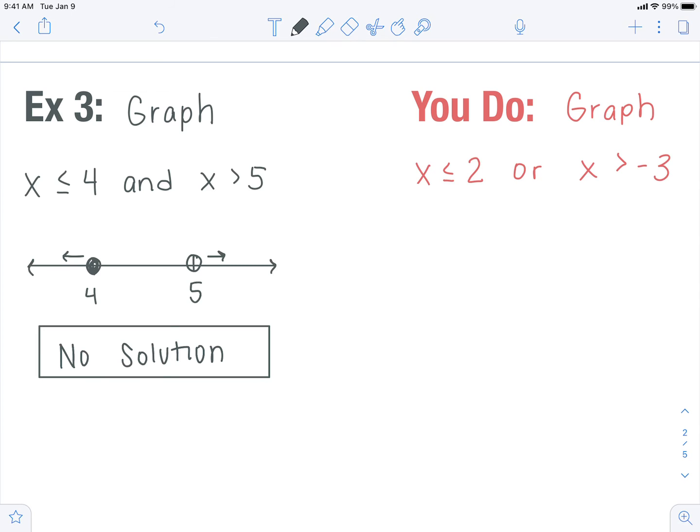So once you figure that out, you have to write no solution. You don't have to graph it at all. If you read that and said, okay, x is less than or equal to 4 and greater than 5, you were like, wait, there's no number less than 4 and greater than 5. That doesn't make any sense. As soon as you figure that out, you just tell me no solution. You don't have to graph it, but you do have to say no solution in order to get credit for that.